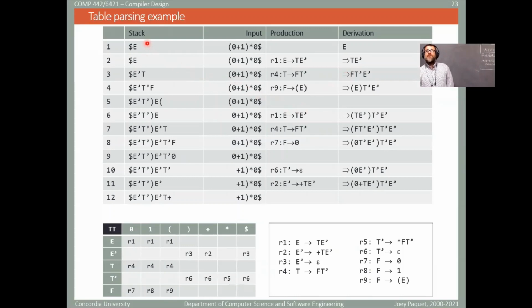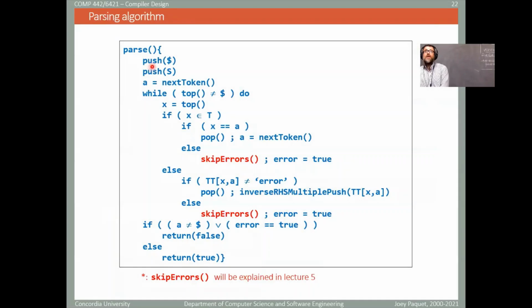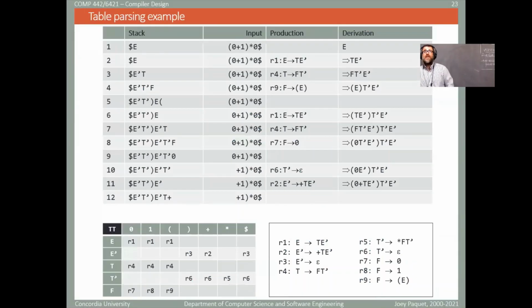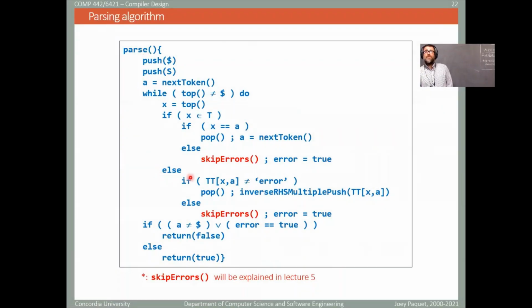Now let's do the whole example. So first I have E. I start by pushing $ and S on top of the stack. My starting symbol is E, so $ E. Then I go inside the while loop, and I have a non-terminal symbol on top of the stack. So I'm going to this branch here, because the first branch is for terminal symbols on top of the stack.